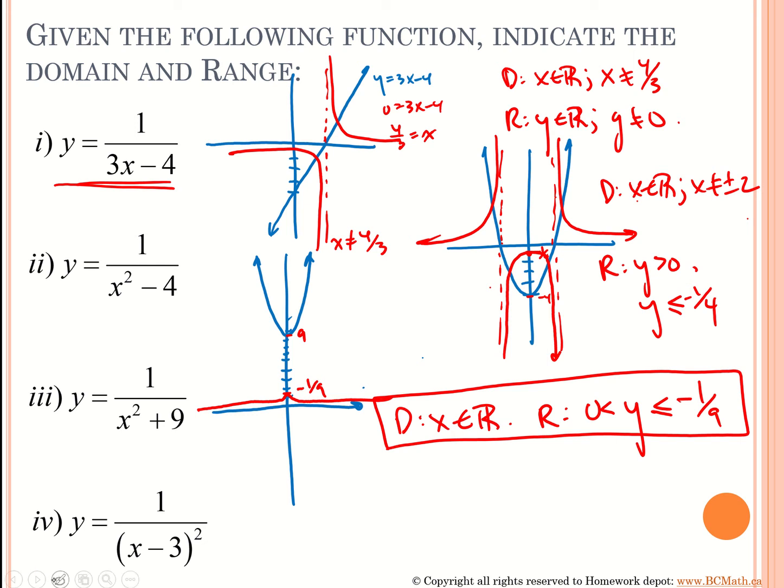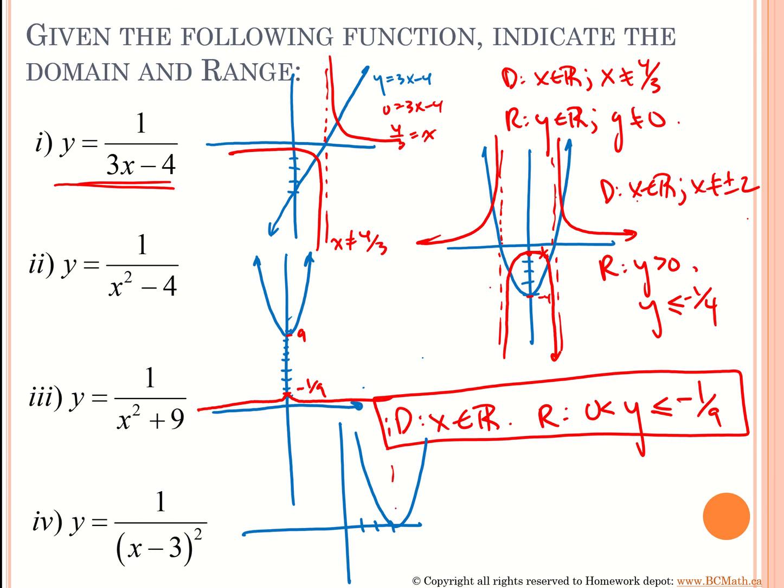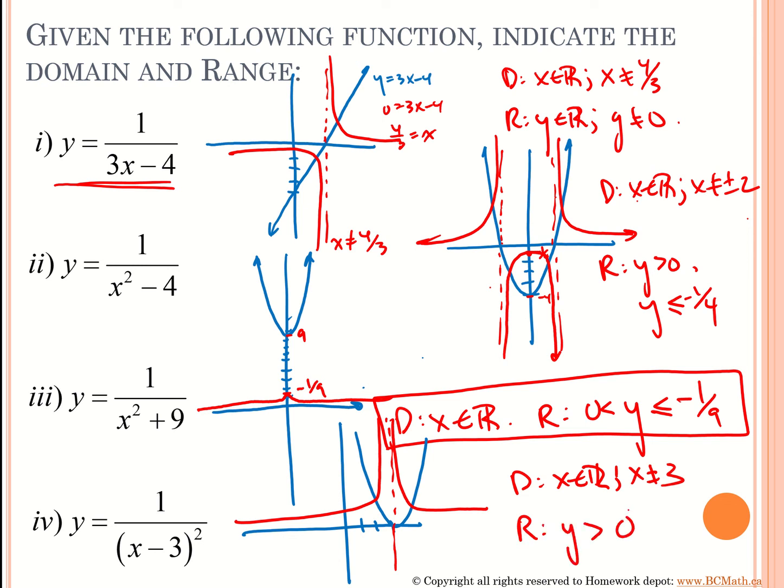Okay, last one. This one here is a parabola, and it's shifted 3 units to the right, so 1, 2, 3. So a graph looks something like this. Okay, so therefore the reciprocal graph will have one asymptote, with a right side and a left side. So domain is x can be all real numbers except x cannot be 3, and then the range is y must be bigger than 0. Okay, I think my time is up and we are done.